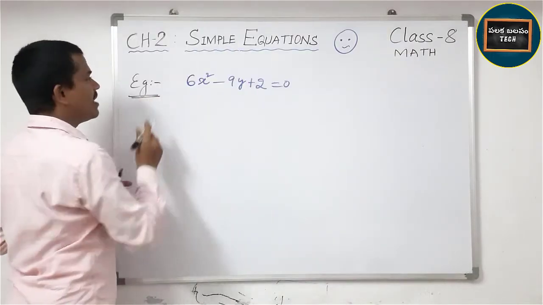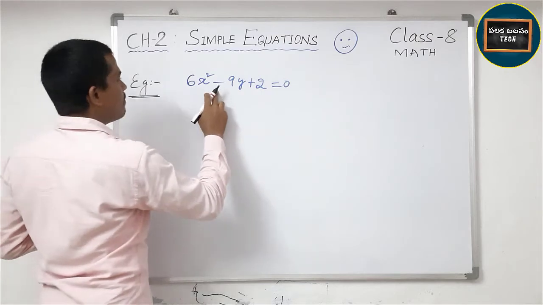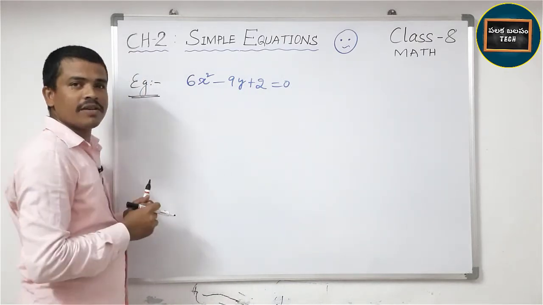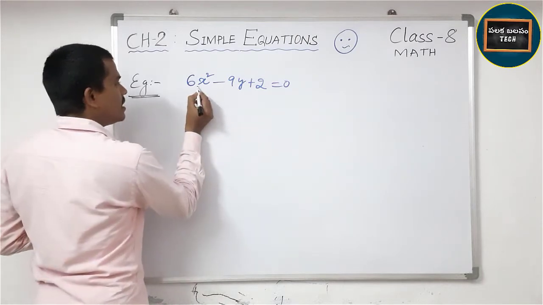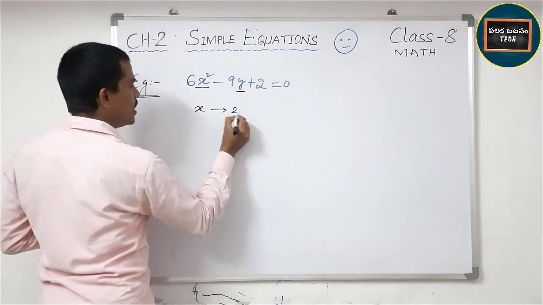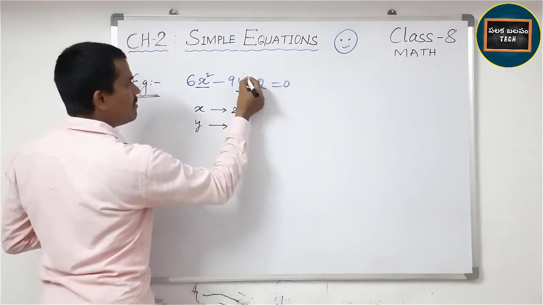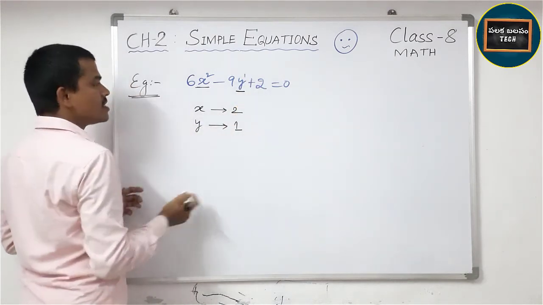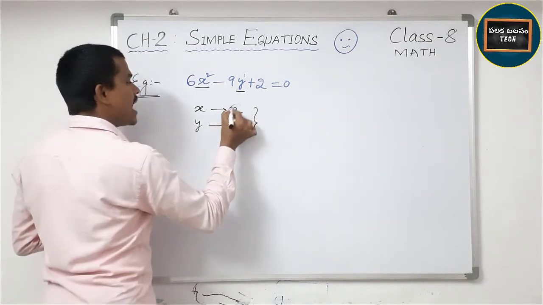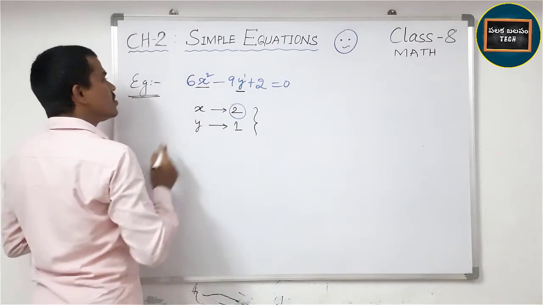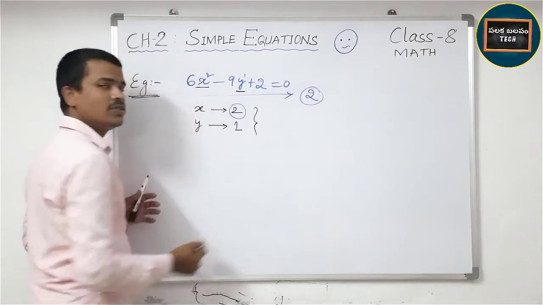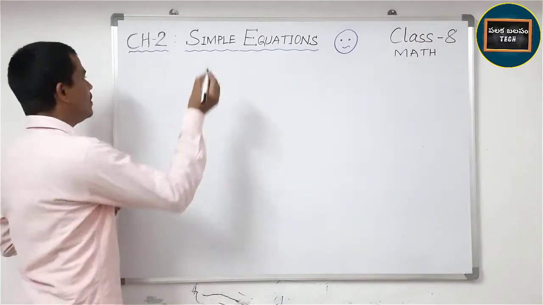Let us take one more example. 6x square minus 9y plus 2 equal to 0. What is the degree of this equation? So here the variables are x and y. Here the variable x power is 2 and the variable y power is 1. Okay. So out of the powers 2 and 1, which is the greatest power? 2 is the greatest power. So the degree of this equation becomes 2.